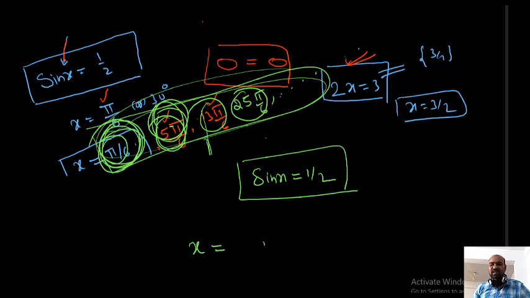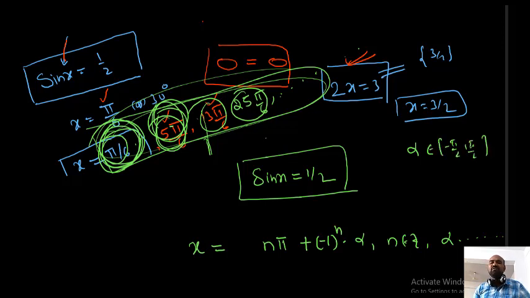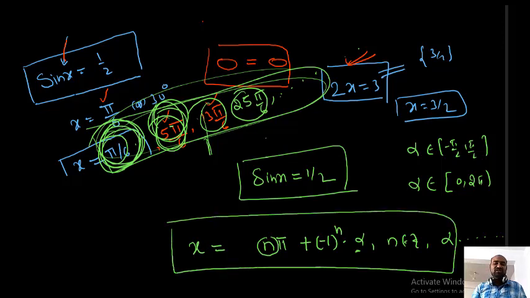Your x should be n pi plus minus 1 power n into alpha, where n belongs to Z, and alpha is a particular solution, or alpha is a principal solution. According to our textbook, principal solution means the alpha value should be from minus pi by 2 to pi by 2. Any one value taken from minus pi by 2 to pi by 2 is said to be the principal solution. In general, alpha taken from 0 to 2 pi is also no problem, or any particular value can be taken, no problem. You get all the solutions only. Okay students, what is n here? n is an integer. So this is the general solution for this equation.